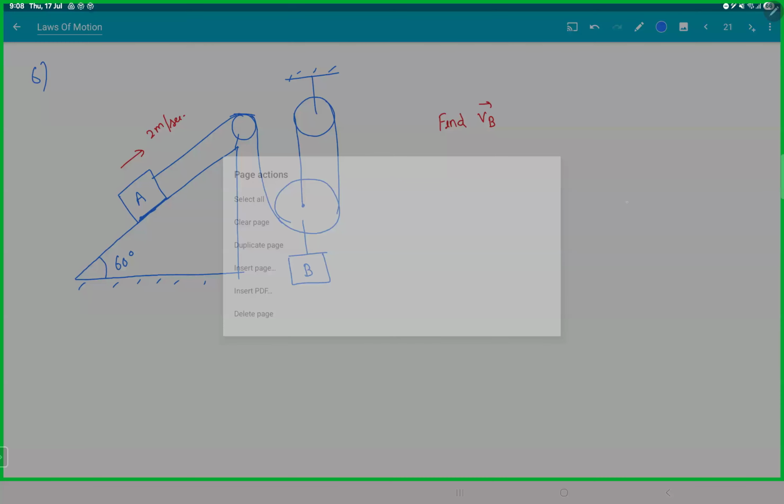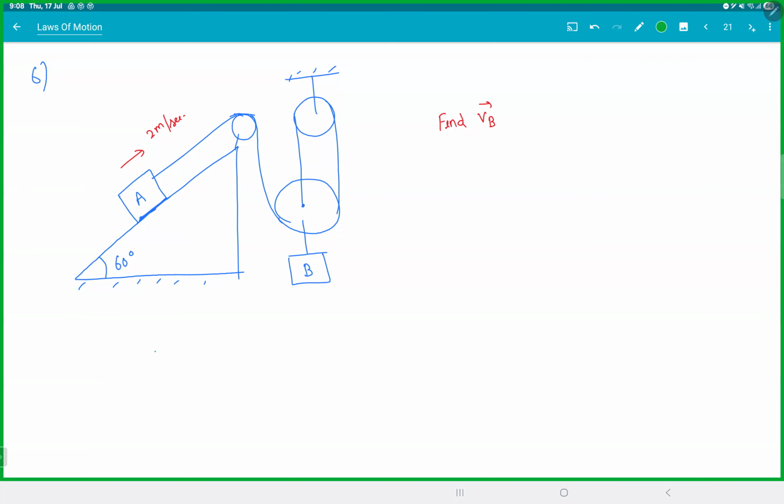Now, let's be clear on one thing. What is theta? Theta, when you write the formula, is the angle between tension and velocity. Okay, keep that in mind. When you write the power, which is T bar dot V bar, it is TV cos theta. Okay.